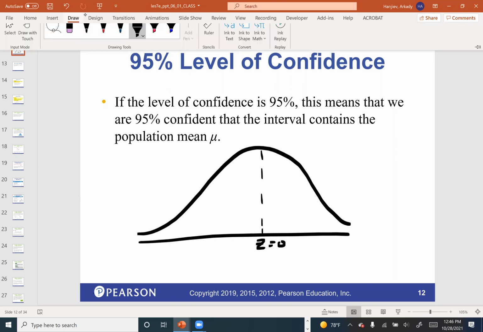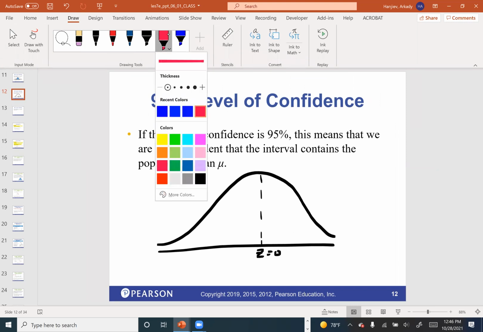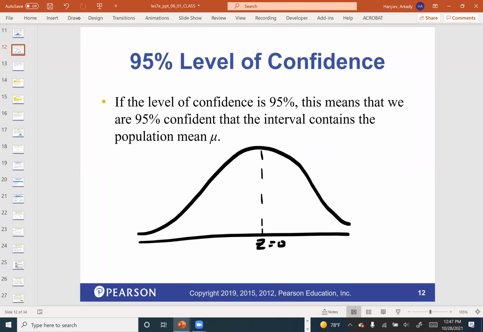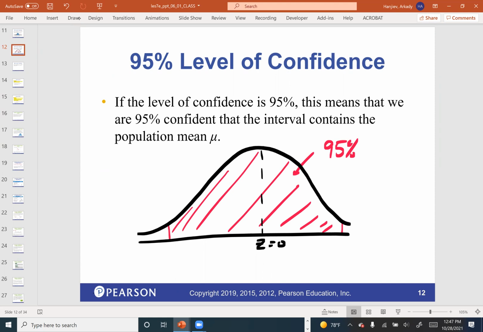So I want from here to here, this piece right here to represent 95% of my data. Okay, good. Left side of the class, what is left over on each side? On both sides it's 5%, right? On each side is going to be 2.5%, so I want 2.5% here, and over here 2.5%.